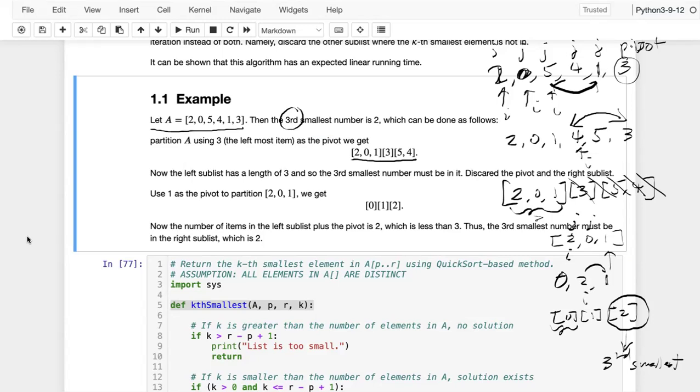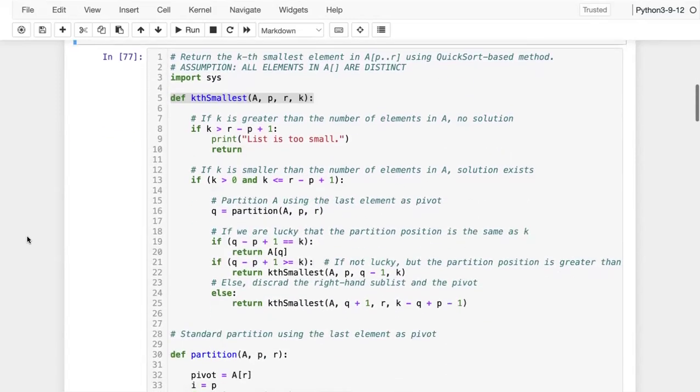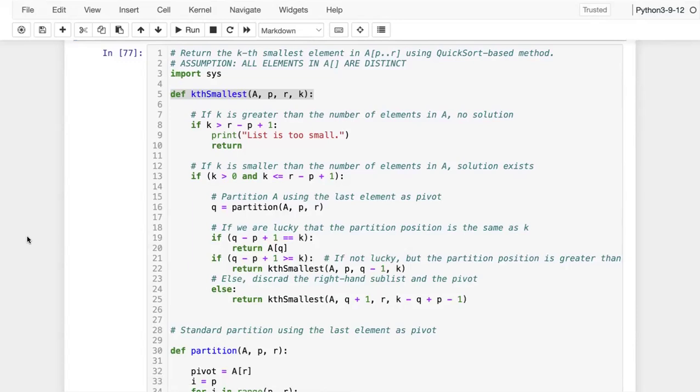So now we are going to look at how we're going to write this in Python. I will call this k smallest, because we're going to recursively call a sublist either on the left of the pivot or on the right of the pivot. So their lower bound and the upper bound will be parameters. We call them P and R. This is the left boundary, and R here is the right boundary.